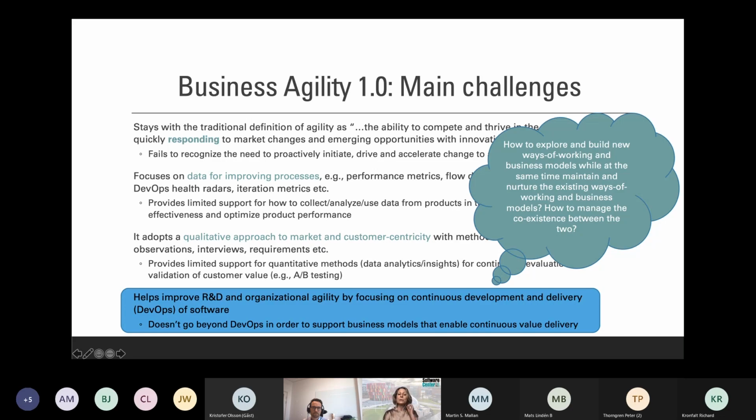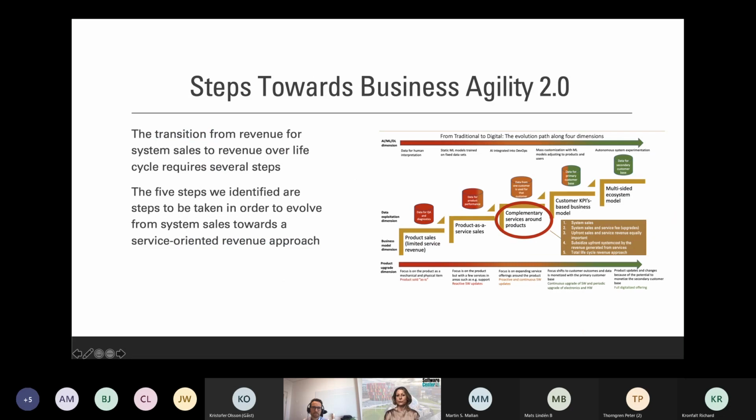And one of the questions that we touched upon during the sprint was how do you nurture what you have, the existing, while at the same time building something new? So with regards to the agility within the software organization, how do you foster that and enhance it while also expanding into other areas? And how do you manage the coexistence between the two?